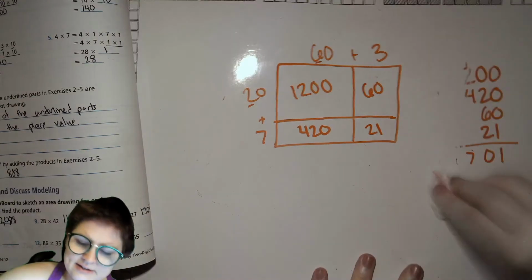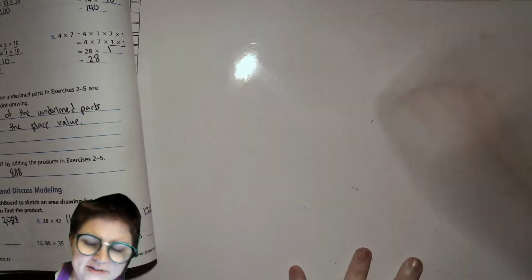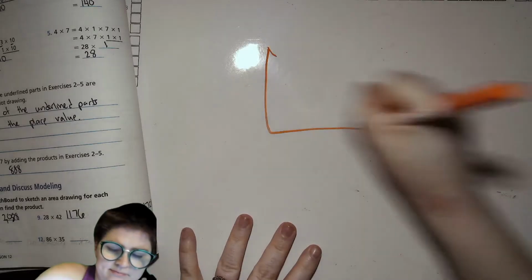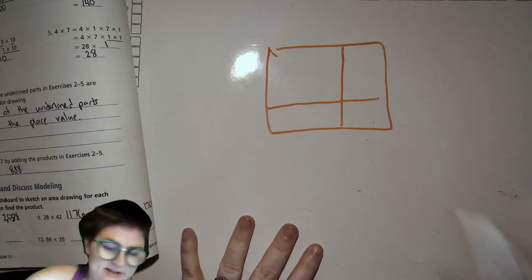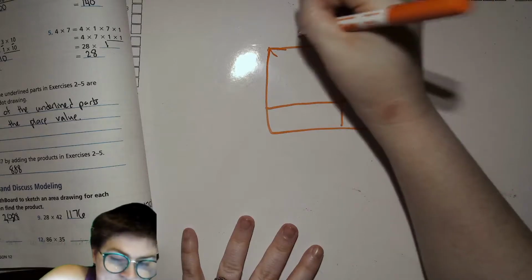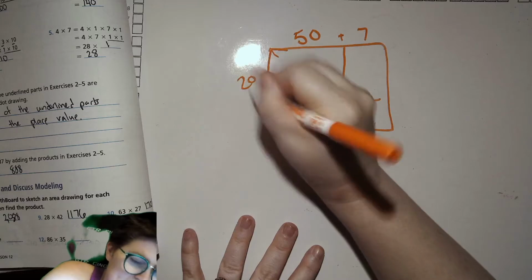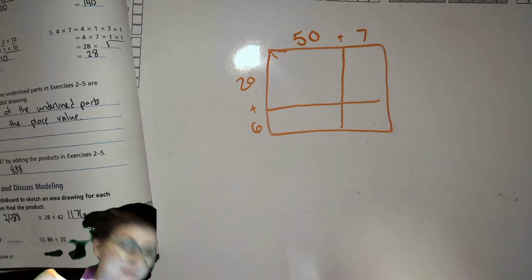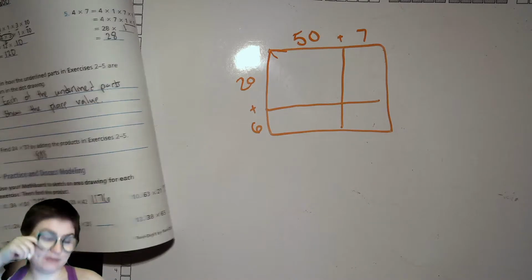All right. And then, if you're feeling up to it, I would love for you to try these 3 before I do them. But if you want to stay with me, you can stay with me. Aren't you so glad, though, that we don't have to draw out that gigantic thing? Kind of a task. Okay, so 50 plus 7, 20 plus 6 for this one. 26 times 57.